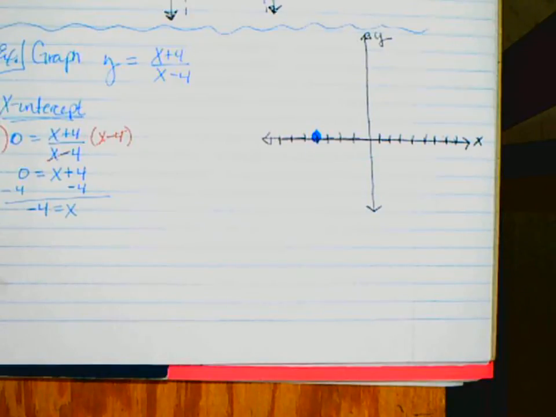So this graph's only going to cross the x-axis once. In the graph that we did above on the same page, it crossed the x-axis 2 times. This one's just going to cross it 1 time. Okay?